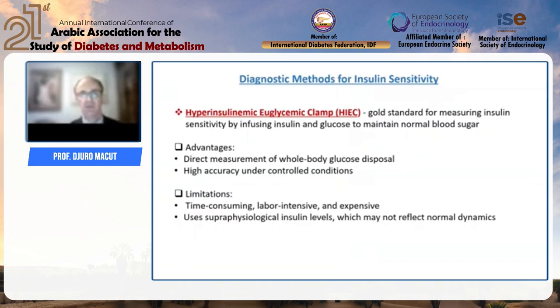If we are talking of the diagnostic methods, we can start from the clamp. The hyperinsulinemic euglycemic clamp is the gold standard for measuring insulin sensitivity, by infusing insulin and glucose at the same time to maintain normal blood glucose. This is a direct measurement of whole body glucose disposal with high accuracy under very controlled and strict conditions. That's why this test can only be performed in hospital settings, and that's why it is quite expensive, labor intensive, and time consuming. That's why nowadays we start to use more simplified tests.